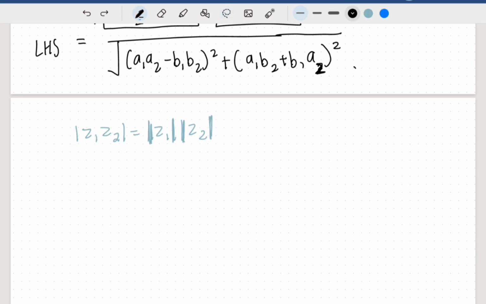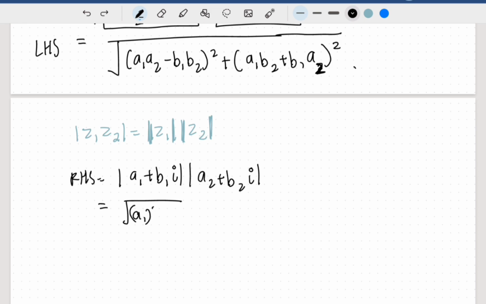Alright, so let's solve the right-hand side. Once again, z1 is a1 plus b1i. z2 is a2 plus b2i. Let's find the modulus of this. That is just the square root of a1 squared plus b1 squared, times the square root of a2 squared plus b2 squared.